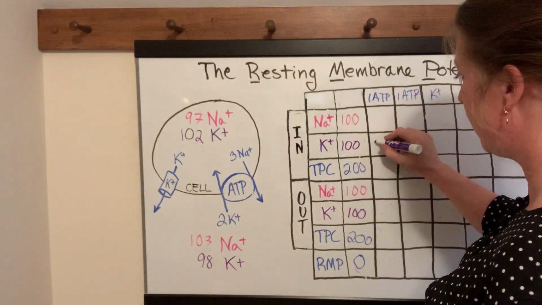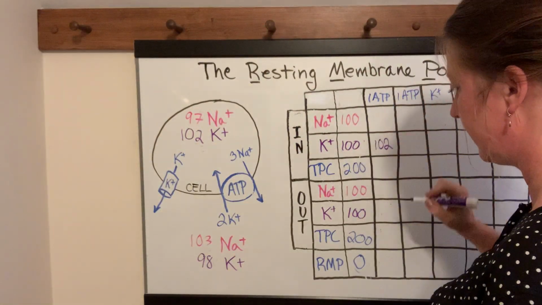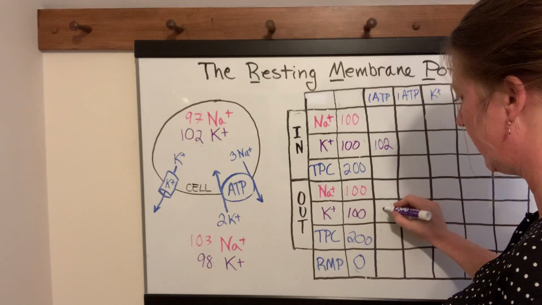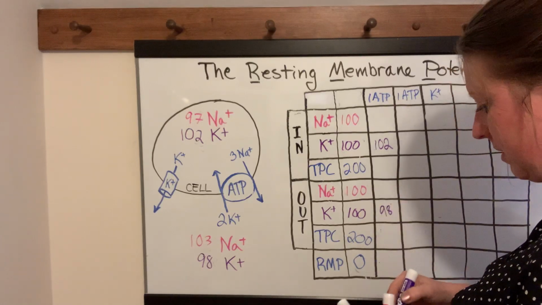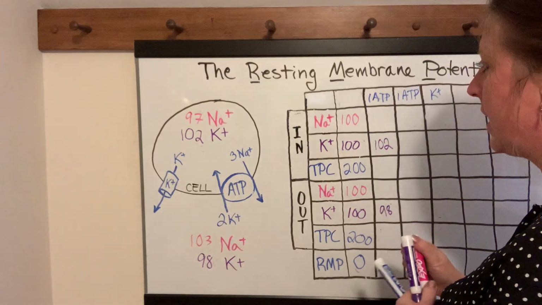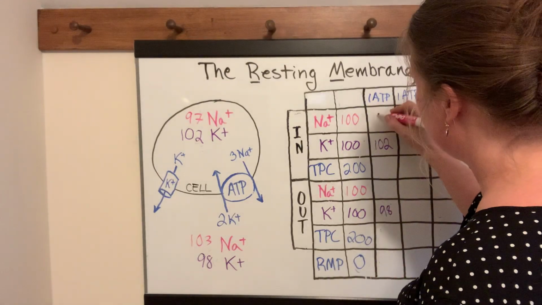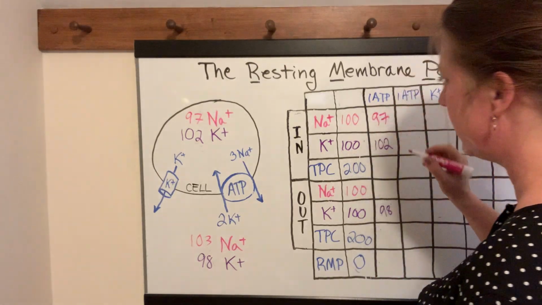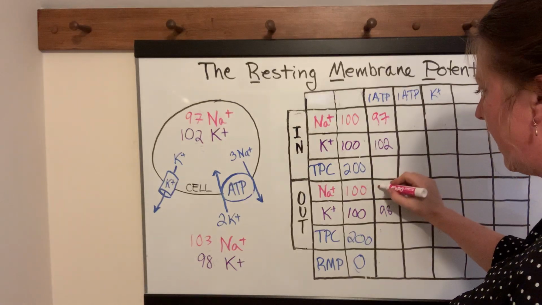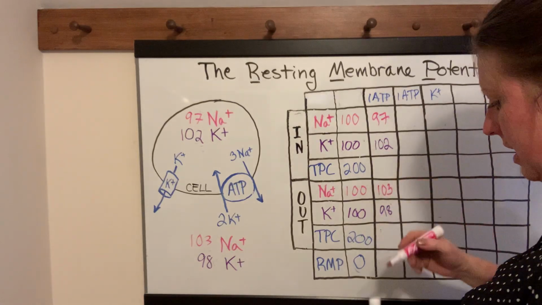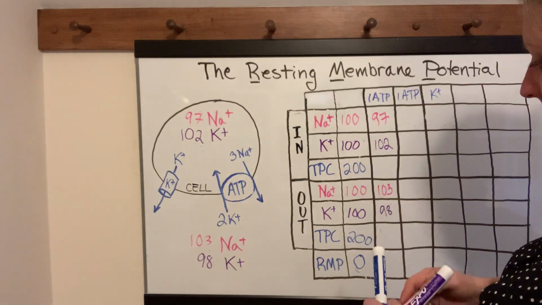So now I have 102 potassium ions inside the cell and 98 potassiums outside the cell. I have 97 sodiums inside the cell, and I have 103 sodiums outside of the cell.